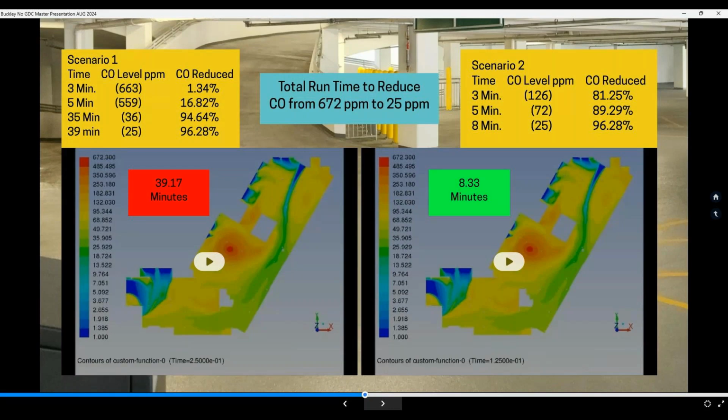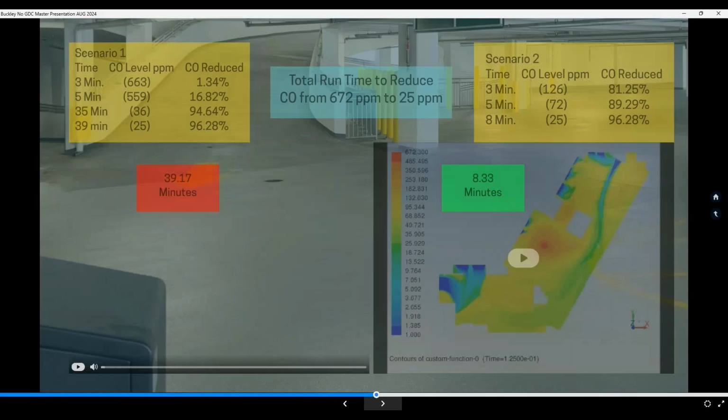And in fact, if we look at the first 3 minutes of operation, it reduced carbon monoxide by less than 1.5%. The scenario over here to the right is the traditional sweeping system, but now optimized by jet fans to better mix, dilute and control the contaminants. You see it only took 8.3 minutes. And in fact, looking at that same 3-minute period, more than 80% of the carbon monoxide was reduced.